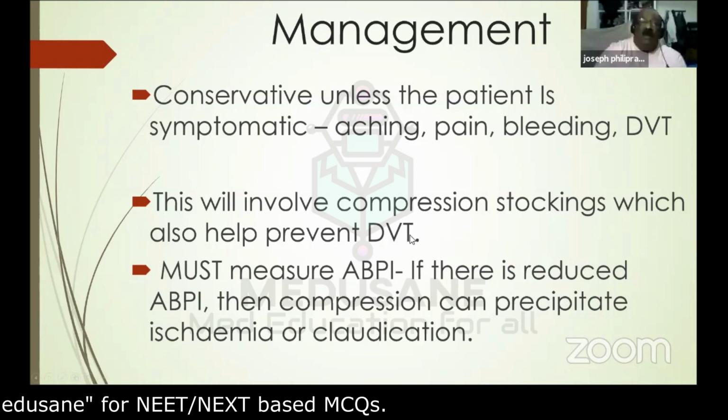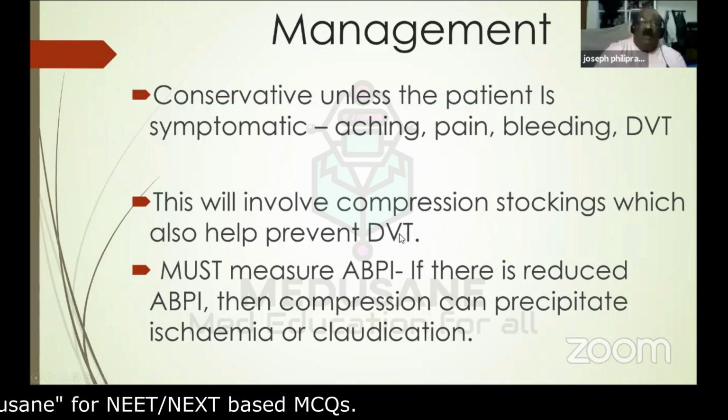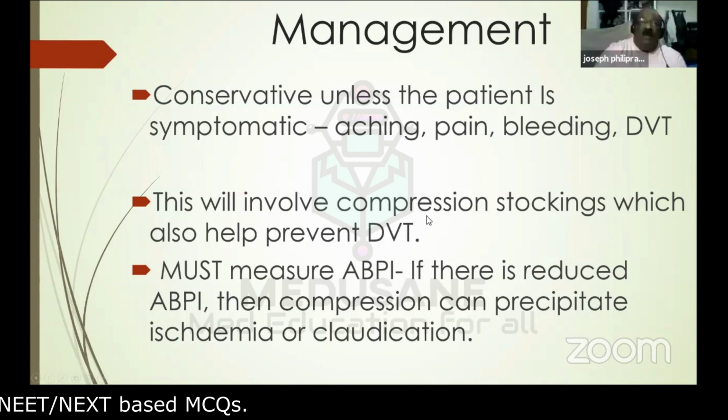One precaution you must always take is to measure the ankle brachial pressure index. If there is reduction in the ABPI, that is ankle brachial pressure index, then the compression can cause claudication pain. So always measure the ankle brachial pressure index before you advise the patient to wear compression stockings. Now, if the pressure is low, you can use low compression stockings. If the pressure is normal, you can go for higher compression to compress the veins.